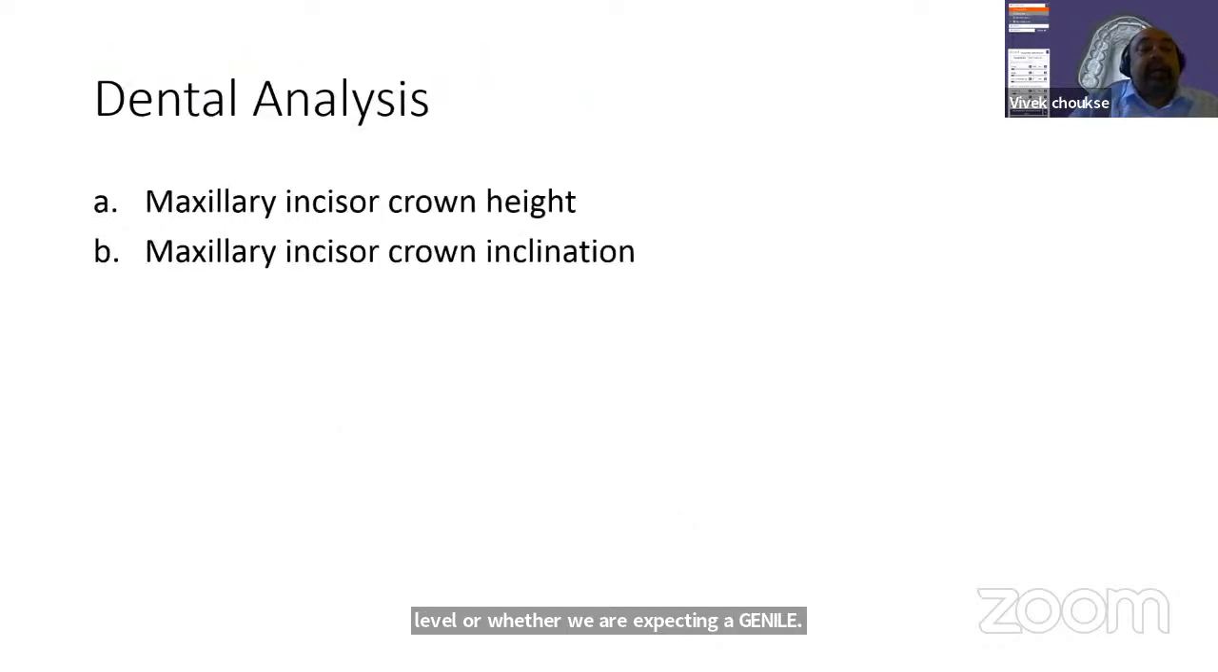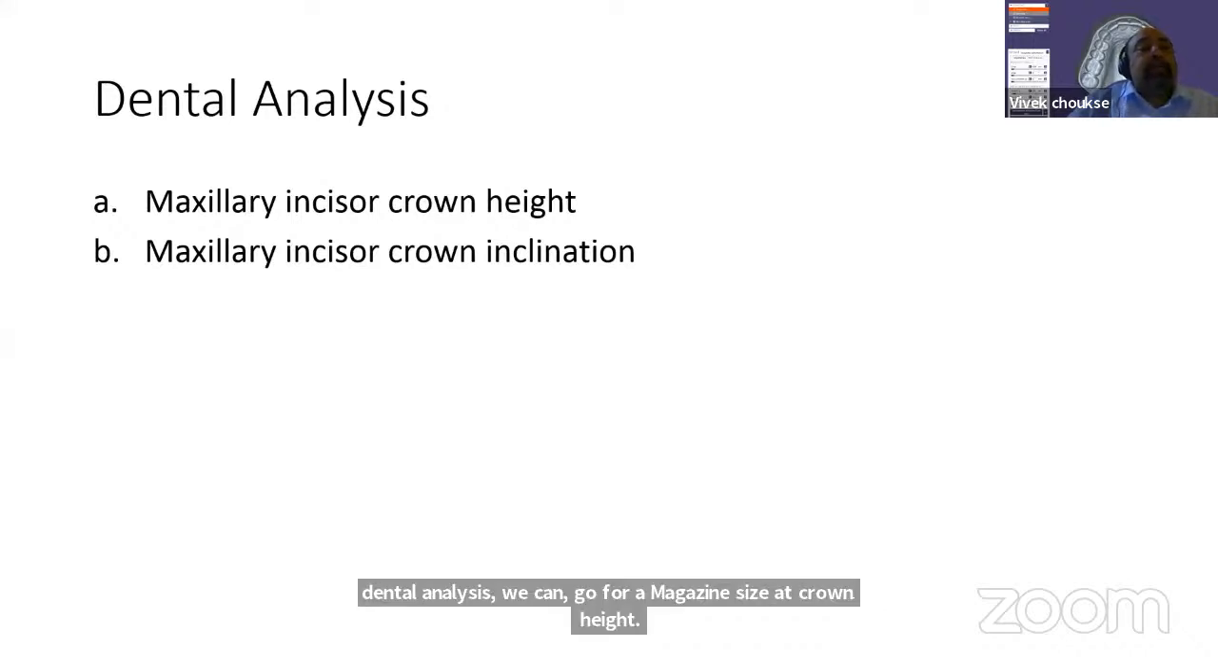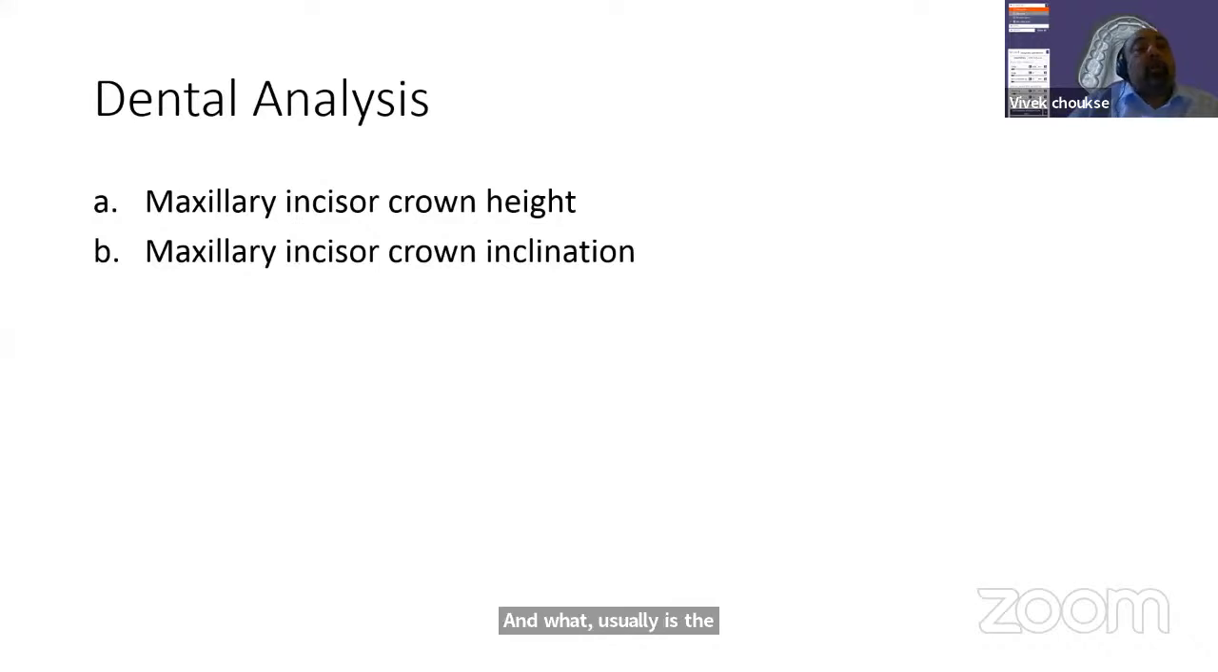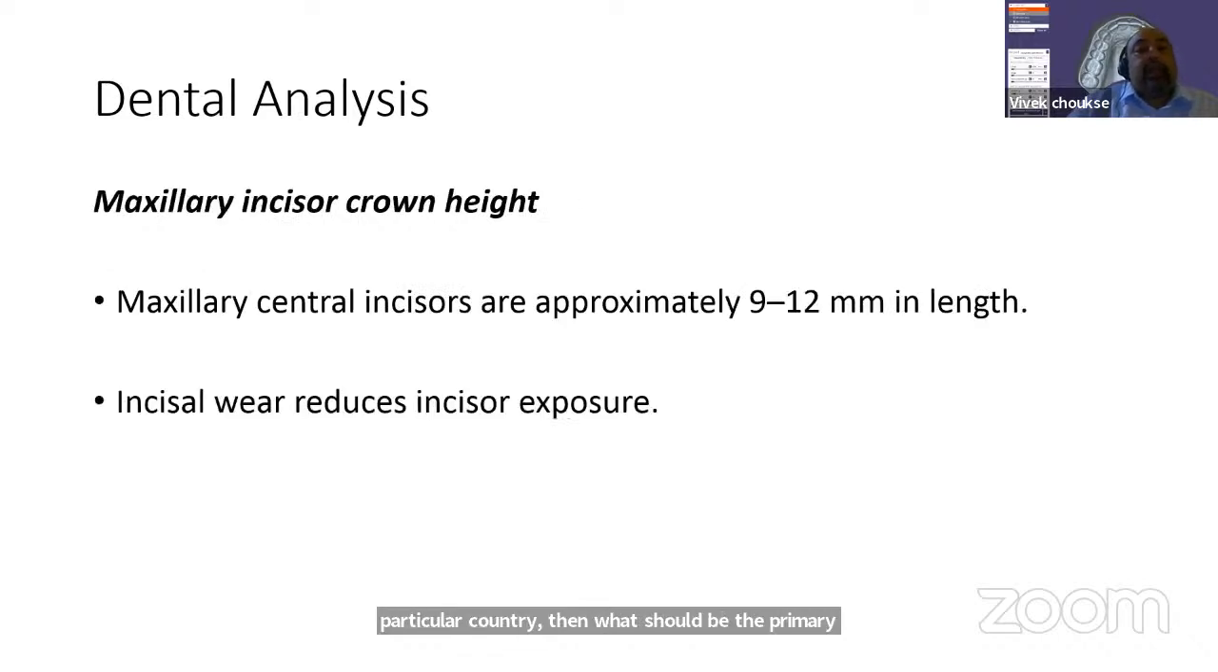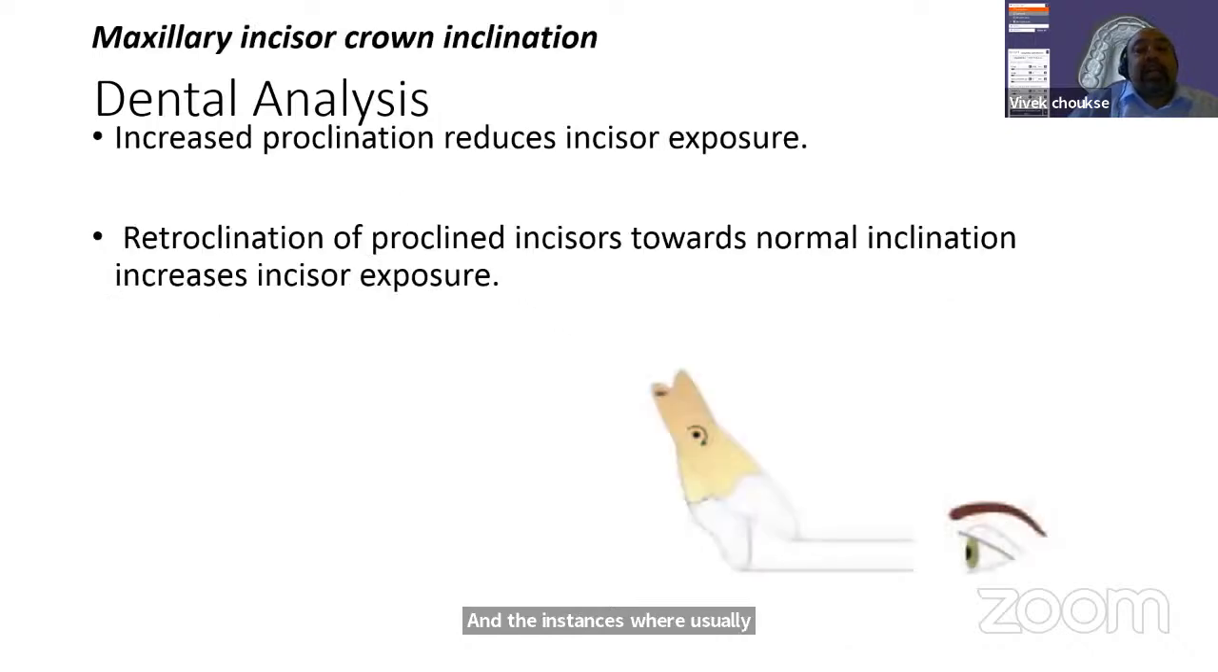Then coming to the dental analysis, we can go for maxillary incisor crown height. What usually is the maxillary incisor crown height throughout the population of a particular region or a particular country? Then what should be the maxillary incisor crown inclination? We have to observe that. And usually it is seen that the maxillary central incisors are approximately 9 to 12 millimeters in length. And incisal wear usually reduces the incisal exposure.